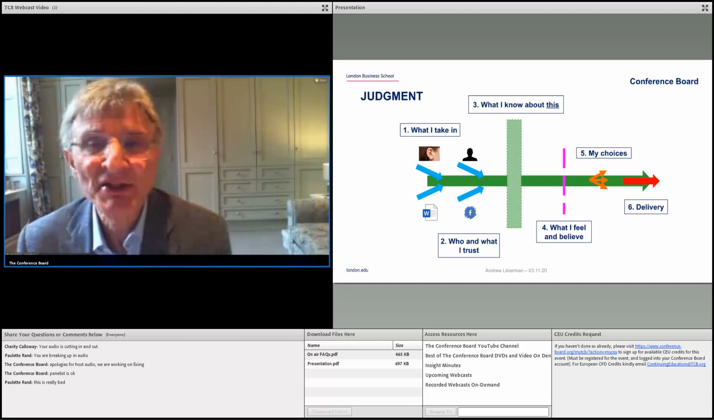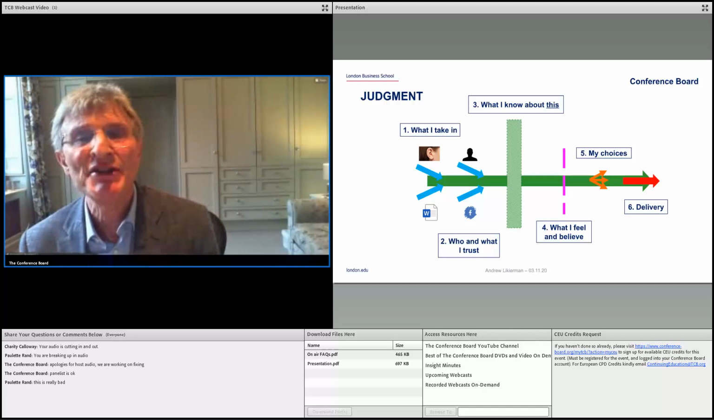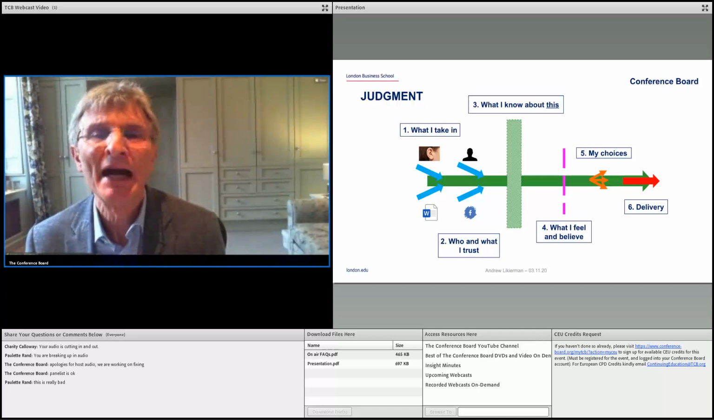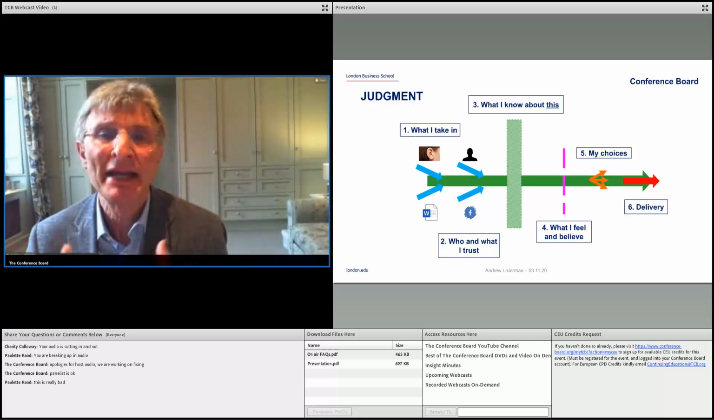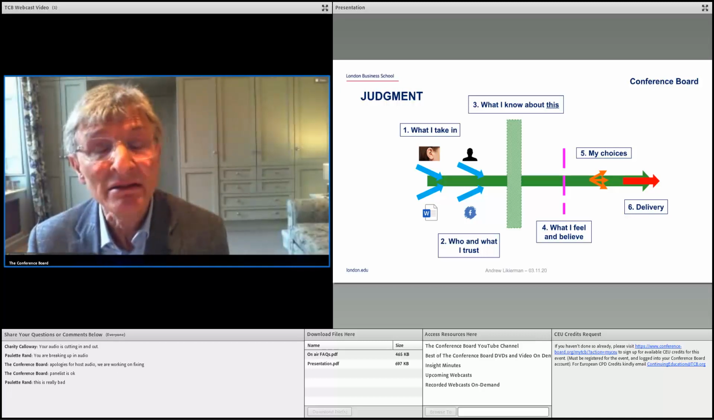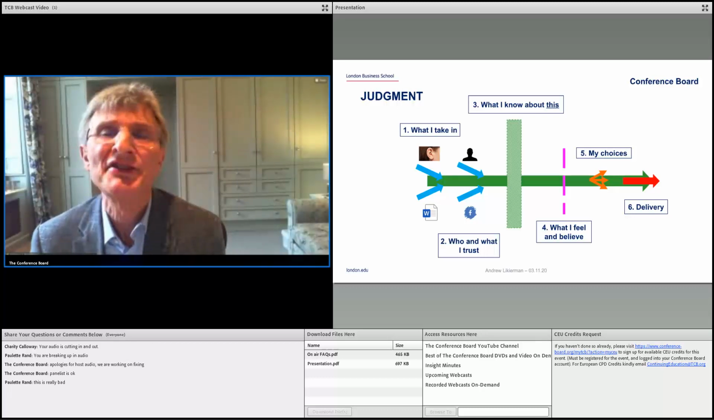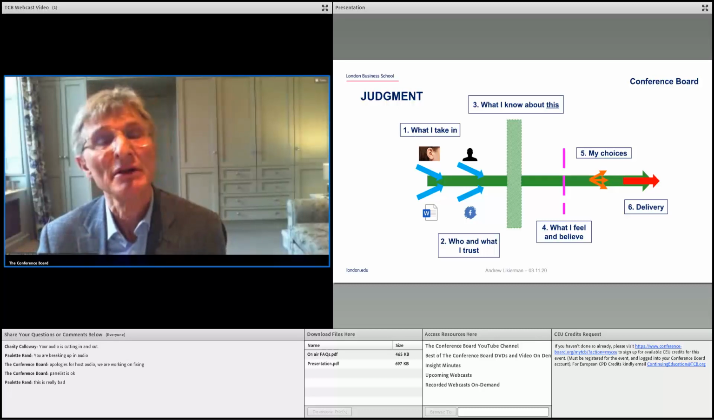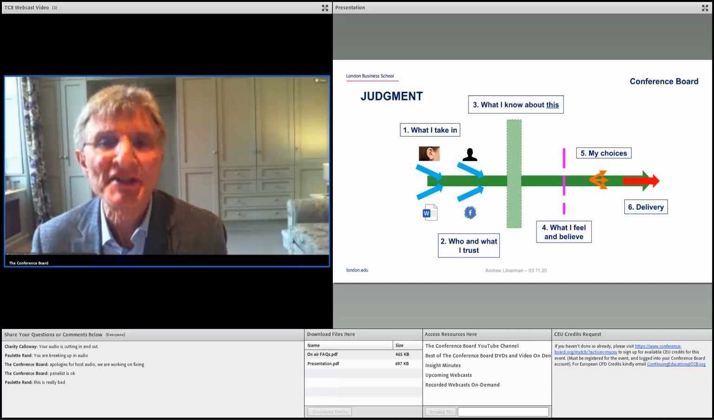So what is judgment? The work that I've been doing in the last 2 or 3 years has been to try and pin down this difficult element. And if this is a busy slide, I will give you a reference at the end of where you can see more about this framework and how it's constructed and the work that I did on putting it together. But briefly, judgment is about what you take in, both in terms of reading and listening. It's about who and what you trust in terms of the sources of information which you've got, the people again, and the material. It's about what you know about this particular element.